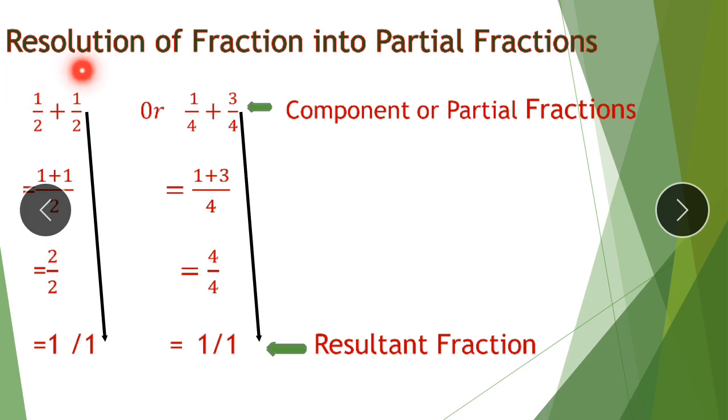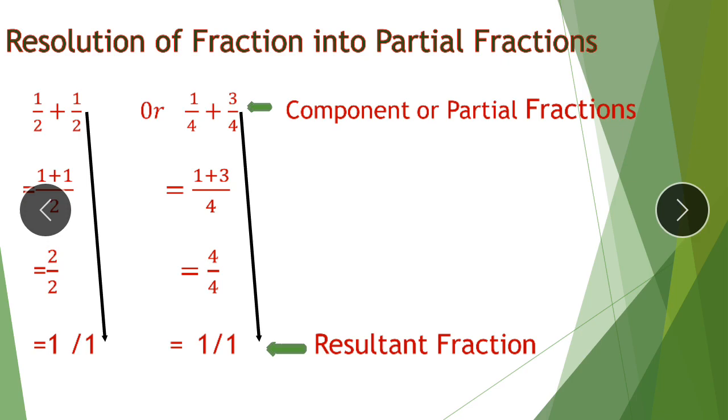So these are known as components or partial fractions. When you see some fractions with addition or subtraction between them, it means those are the parts or the components of a single fraction. Here we can see this is a single fraction, and this fraction is made up of these parts. So these are known as component or partial fractions, and this is known as the resultant or single fraction.